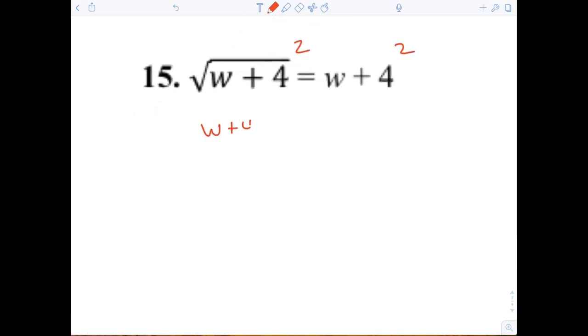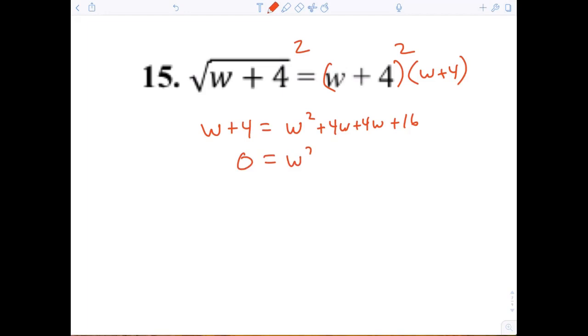So w plus 4 is equal to, now remember, w plus 4 squared is w plus 4 times w plus 4. So that becomes w squared plus 4w plus 4w plus 16. Everybody see that? And so now when you simplify and set it equal to 0, w squared plus 8w plus 16. Now you set it equal to 0, so 0 is equal to w squared plus 7w plus 12. So do I agree with that?